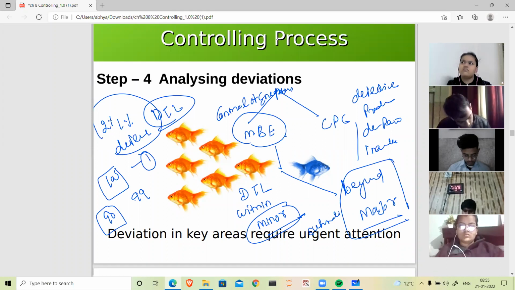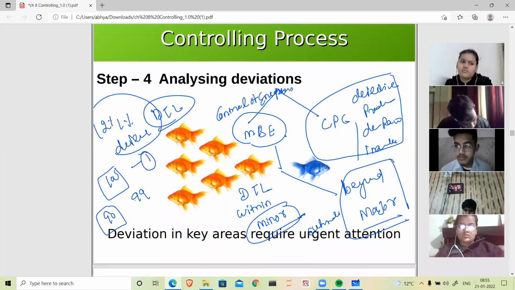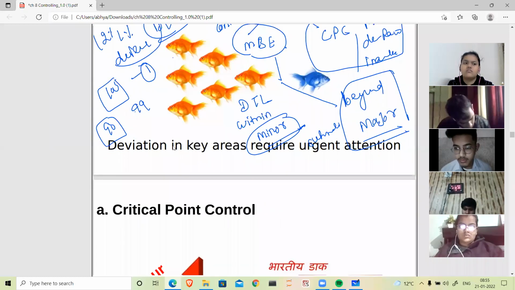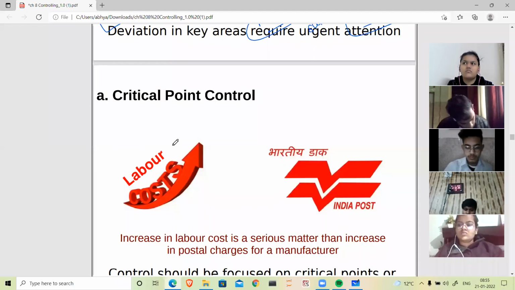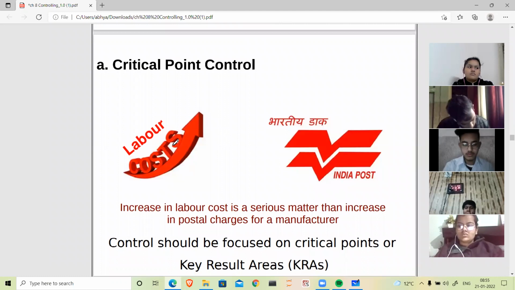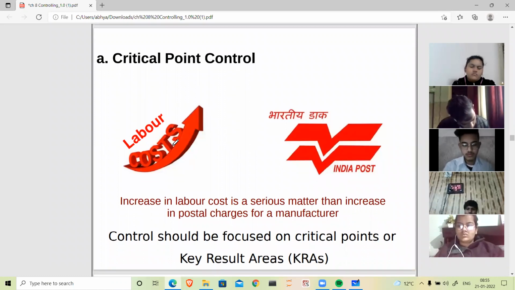Then if any of these reasons comes in front of the management, then definitely corrective action will be taken, so that the major deviations are not repeating themselves in the future. So in this step, we will be analyzing the deviation and finding out the reasons behind it. First technique we have already done, that is management by exception. Second technique, critical point control.